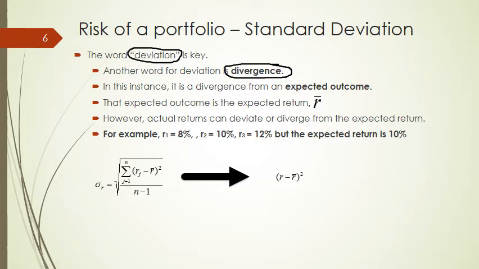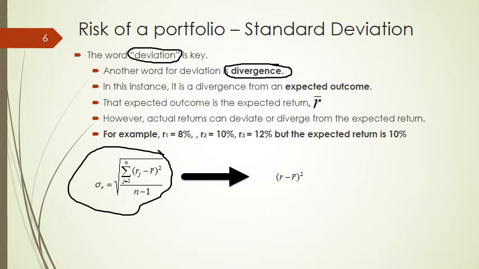Now, the expected outcome in finance, in financial theory, is the so-called expected return. So there's a given level of return that we're expecting. However, it is very possible that we don't actually achieve that level of expected return on a short-term basis. So, for example, our actual return can deviate or diverge from our expected return, and this is what we are measuring using the standard deviation. And this is what we are trying to quantify using this formula here.